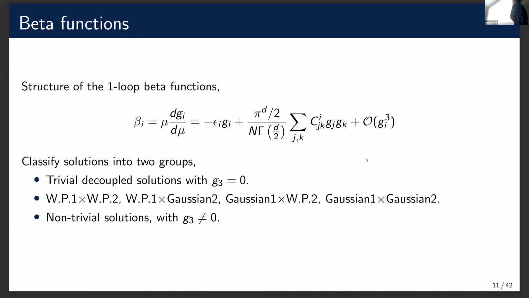And the solutions to this beta function, the zeros of this beta function, can be classified into the trivial ones where G3 is 0 to begin with. If G3 is 0, it means that the 2 field theories are completely decoupled. And so they can individually be either at the Gaussian fixed point or the Wilson-Fisher fixed points. But the interesting solutions actually lie in the case where G3 is not equal to 0. Okay, so those are the theories that remain coupled.